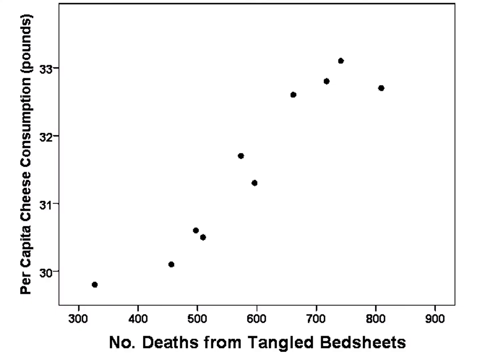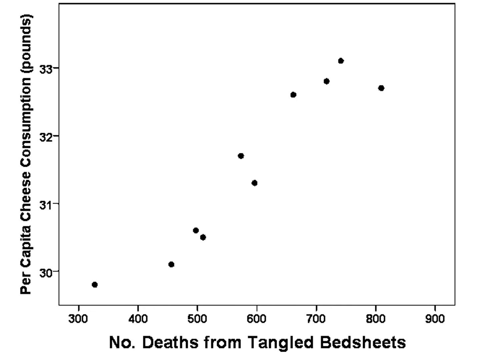In this graph, the x-axis represents the number of deaths from tangled sheets, and the y-axis represents the number of pounds of cheese consumed. Each dot represents a single year with the x-coordinate representing the number of deaths in that year, and the y-coordinate representing the cheese consumption during that year.